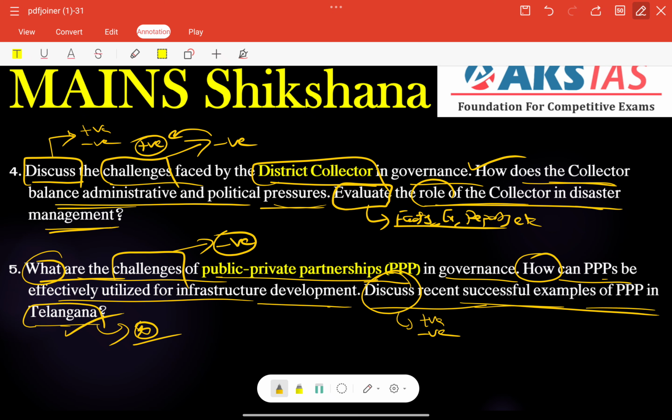So here so many keywords are there, so many parts are there in the question, so that's why we can manage time here by writing positives and negatives. Successful examples means we need to focus on providing some successful ones, even though we can write some challenges and measures in the conclusion itself, right? That is the major criteria here.